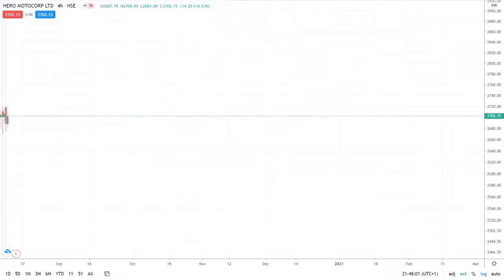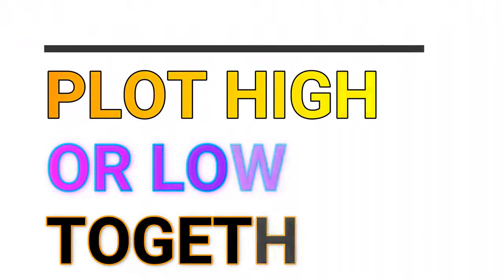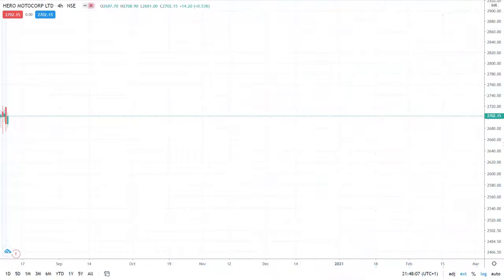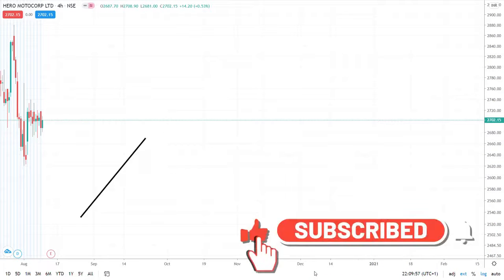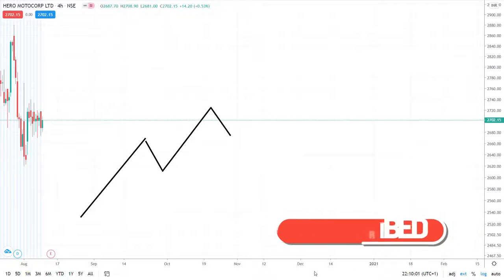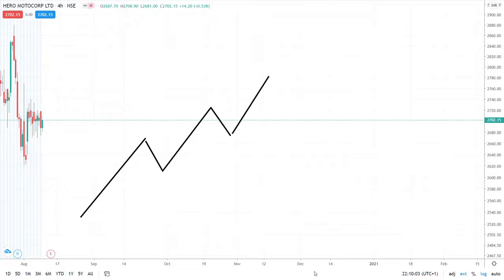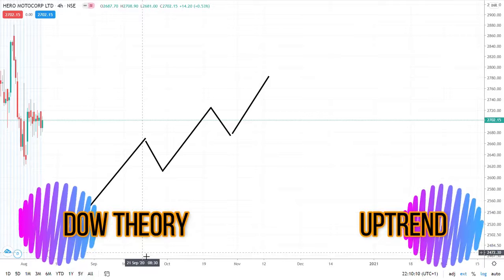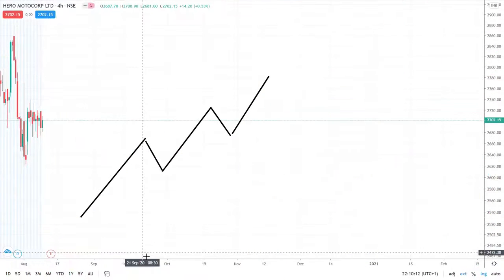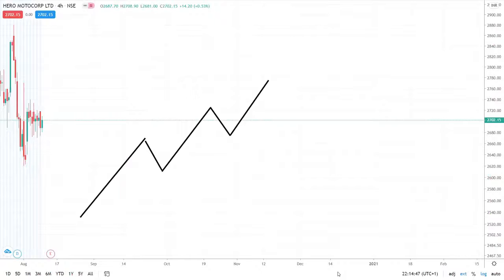The dictionary way of drawing trend lines is to plot the highs or the lows together. Let me show you what this means. So here, think of this as a high, think of this as a low, a higher low, higher high, etc. So here, we can clearly see that it's following Dow theory and is in an uptrend due to its higher highs and higher lows. Now I'm going to draw a line that connects the highs together.